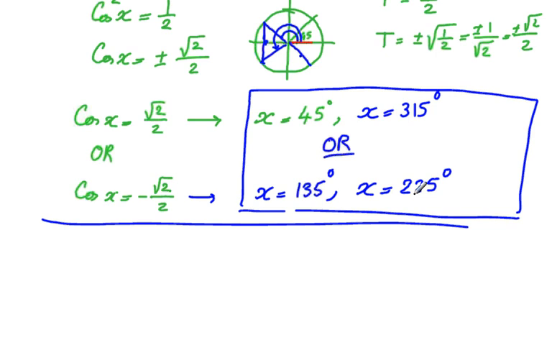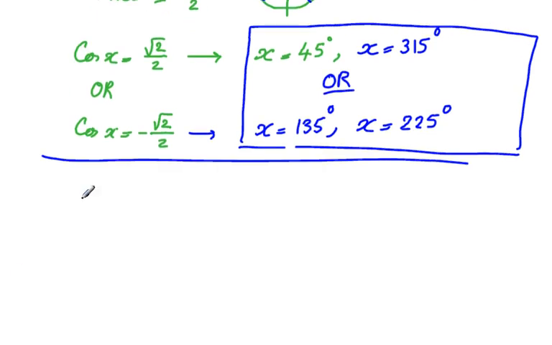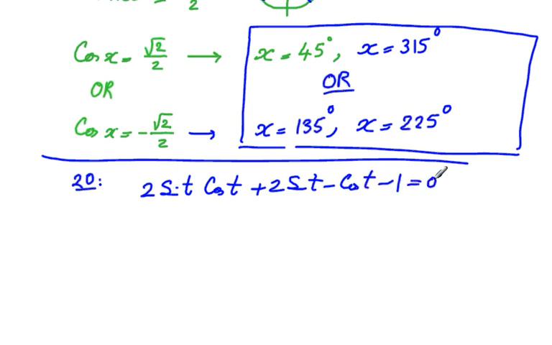let's see if we can squeeze one more of these problems. The other ones that are straightforward quadratic, if they factor, fine. If they don't factor, well, you use the quadratic formula and calculator, and then you'll be all set. Some of them require a bit more finesse, like 20. 2 sine t cosine t plus 2 sine t minus cosine t minus 1 equals 0.